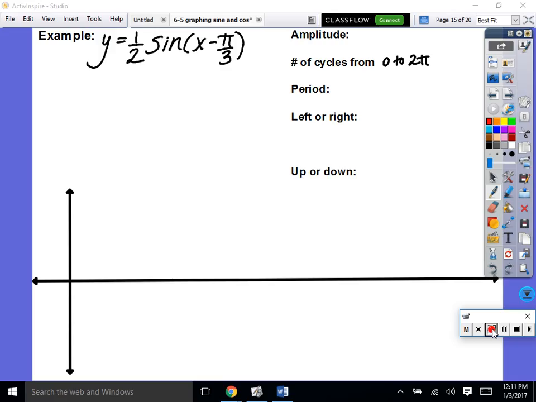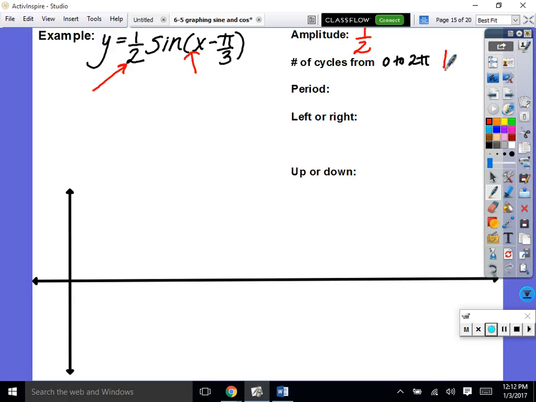Okay, so first of all, our amplitude is what's multiplied in front, so our amplitude is 1/2. The number of cycles from 0 to 2 pi, you'll just take your b value, which is in front of x, which is 1, correct? B is 1. So the number of cycles from 0 to 2 pi is there's 1 cycle on the interval from 0 to 2 pi.